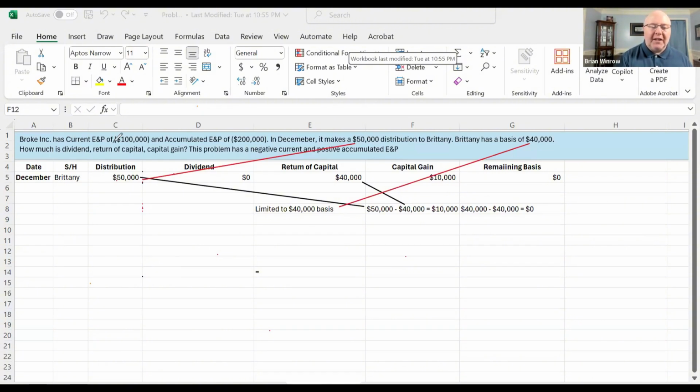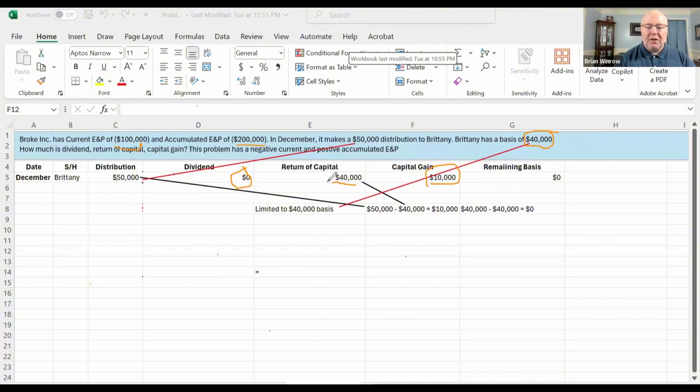Well, if we have a deficit and a deficit over here, right? We have a deficit there and a deficit here, then there are no dividends. We don't have anything to pay for the dividends. So no E&P. So we'll have zero for our dividend. And then what we're going to have is a return of capital to the extent of basis. So we're going to use all of our basis right here because we have a $50,000 distribution, 40,000 for basis. So we're going to be limited to $40,000. That means we have $10,000 remaining right here after the 40,000.